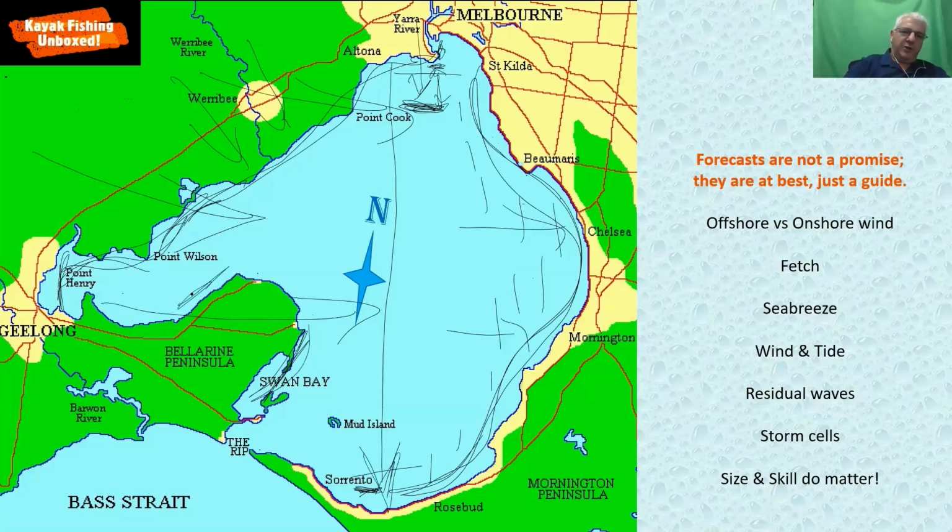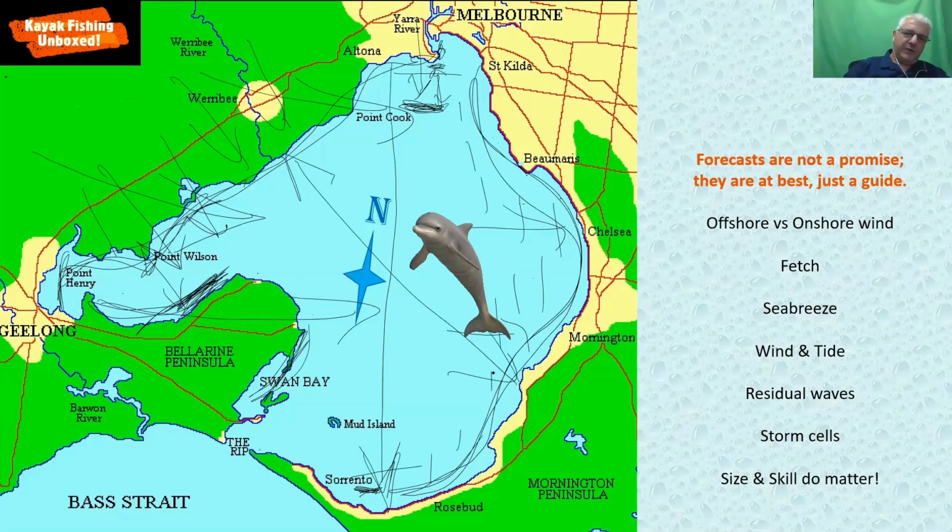So if you're fishing in a northwesterly over here and it's not too strong, then it still may be quite fishable along here because the fetch, the distance here, is not as bad as the distance here.